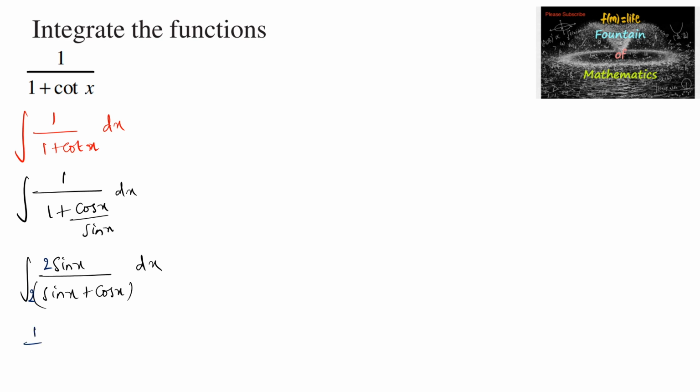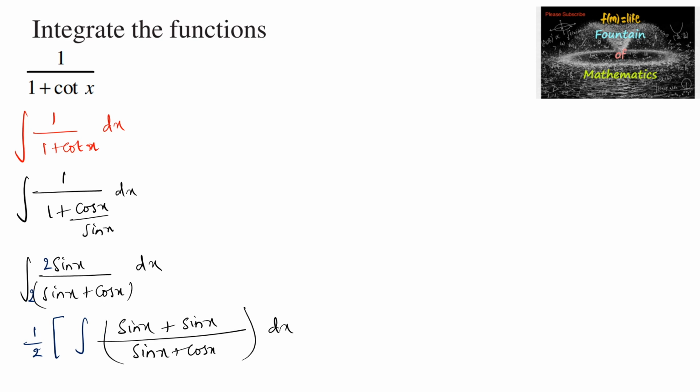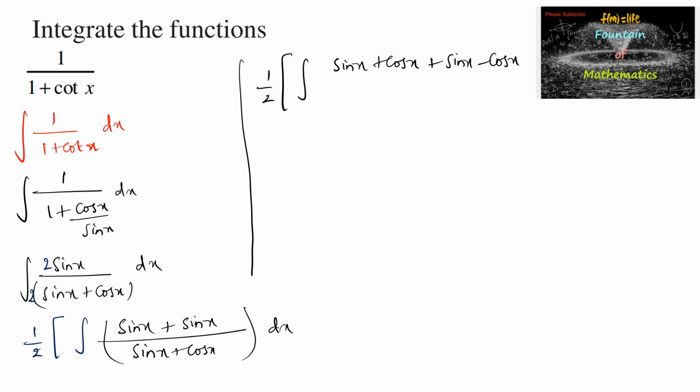So we'll be getting 1 by 2 times integral of 2 sin x, we can write it as sin x plus sin x upon sin x plus cos x dx. And now 1 by 2 integral, adding and subtracting cos x, sin x plus cos x plus sin x minus cos x upon sin x plus cos x dx.